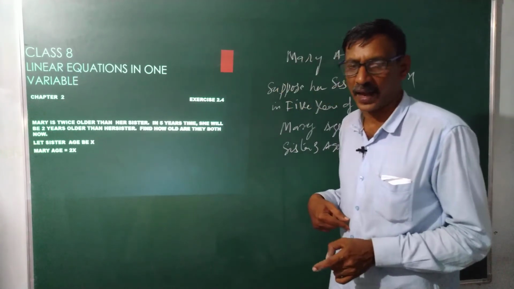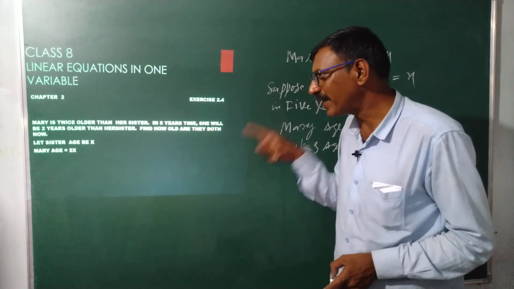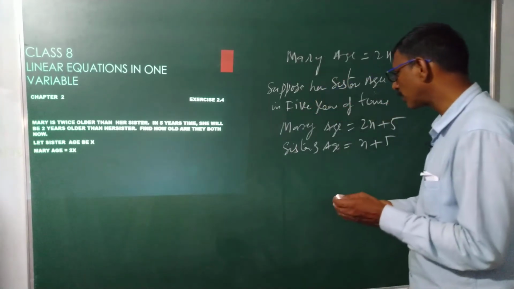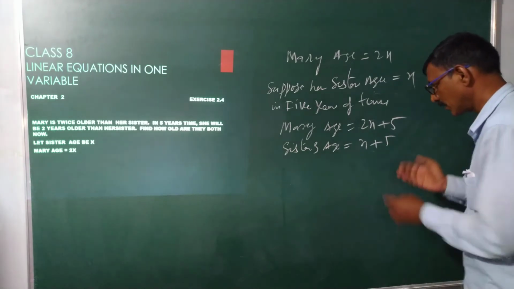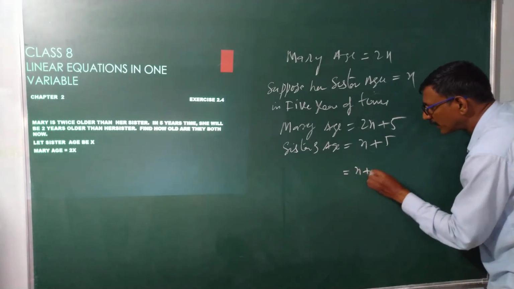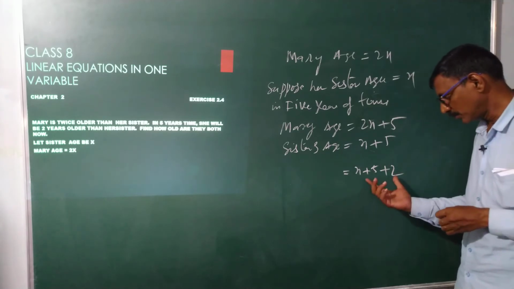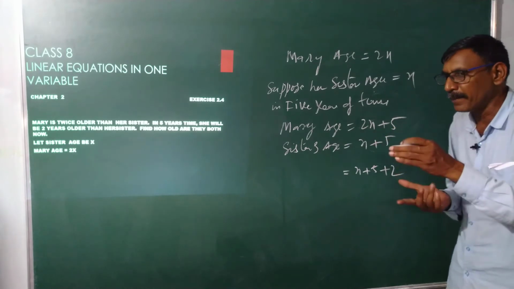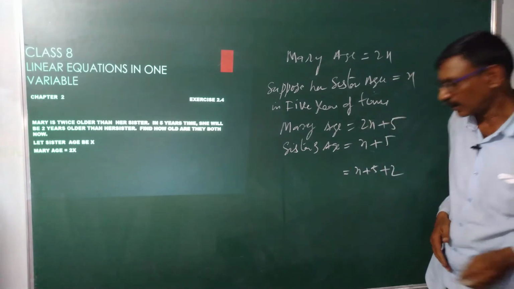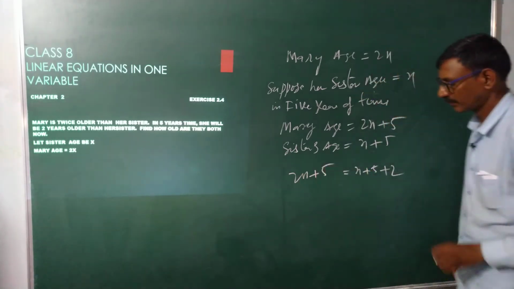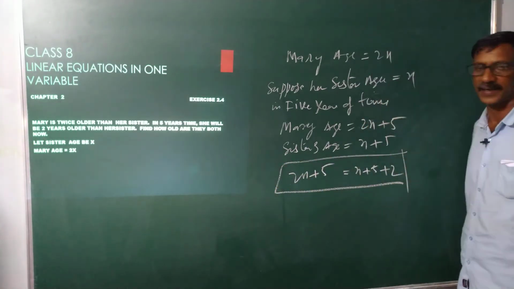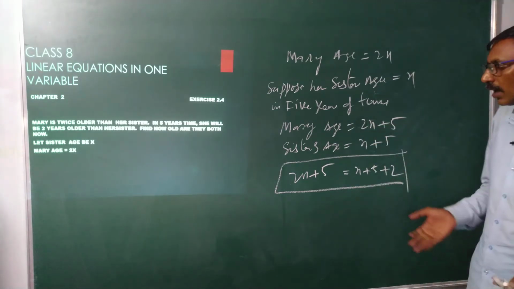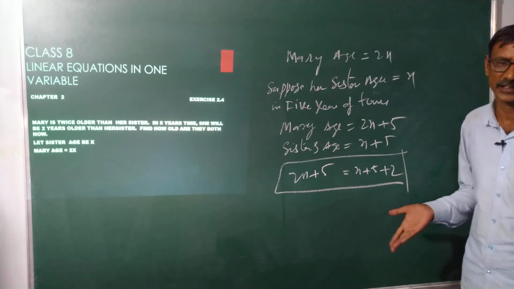In 5 years of time, she will be 2 years older. 2 years older means x plus 5 plus 2. When you are adding 2, that must be equal to Mary's age after 5 years. That means 2x plus 5. Am I right or not? As per the problem I did it. Once again I am telling, we need to find the ages of Mary and her sister.